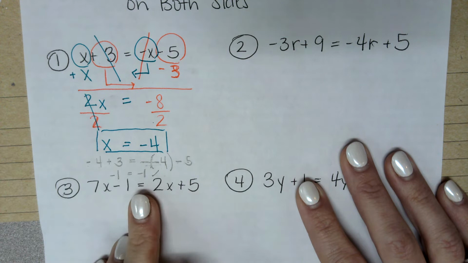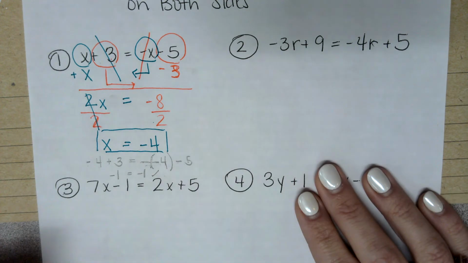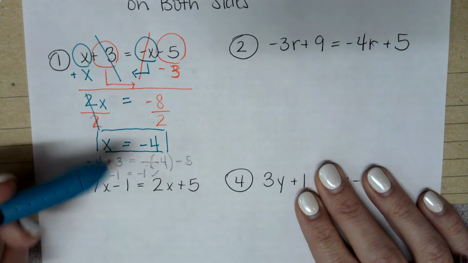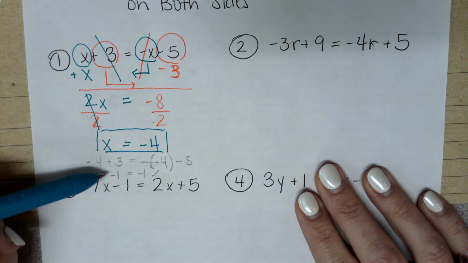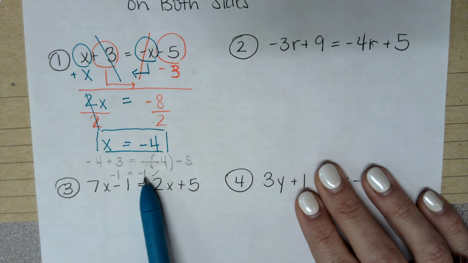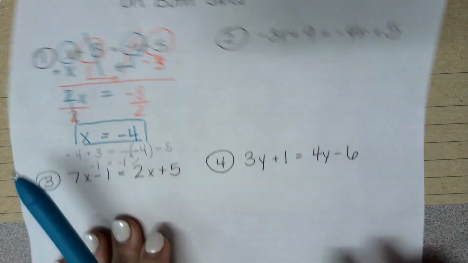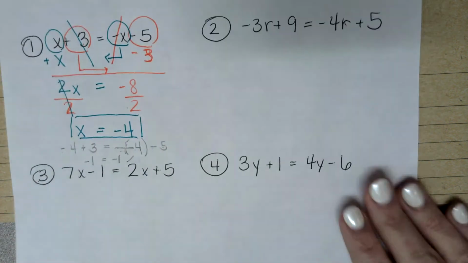This is the best part of solving these equations, is that you never have to guess if your answer is correct. You can always check and see. You plug that number back in for x and you solve. And if you get the same answer on both sides of the equal sign, you did it correctly. So let's walk through the rest of these real quick.